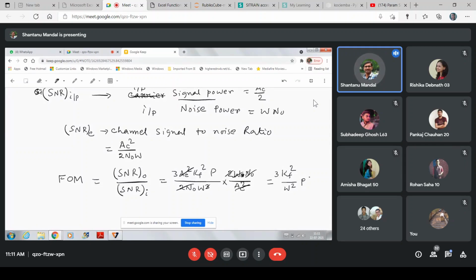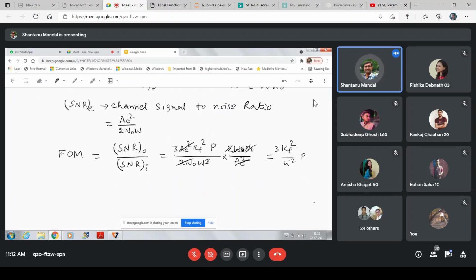Where P is the mean square value of the message signal. So the FOM of FM is equal to 3 KF square by W square into P.